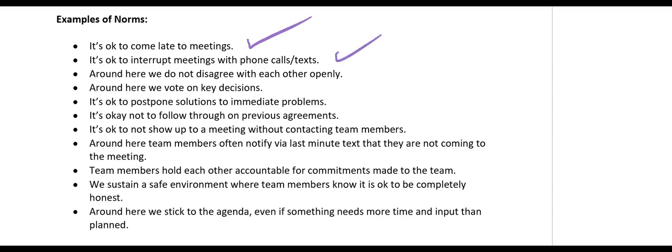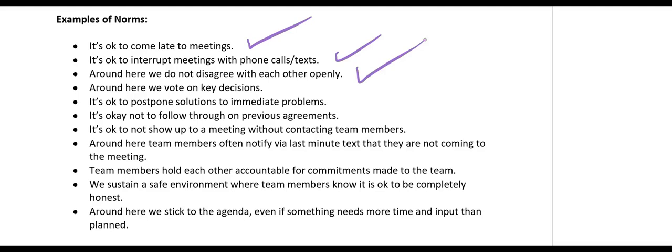It's okay to interrupt meetings with phone calls or texts. This is up to the team to decide, is this good or is this bad? Most people, when you think about it, think, well, this is kind of a pain. You know, when this happens, it interrupts the flow. But many teams live with it, and the question becomes, is it really okay, or is it just something that people are living with because they're afraid to speak up? Around here, we do not disagree with each other openly. Is this helpful? Many people would say this is very detrimental.